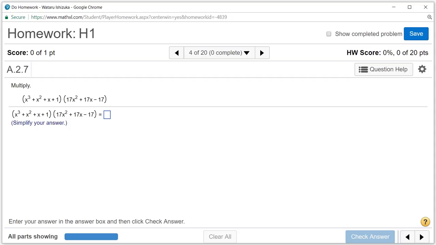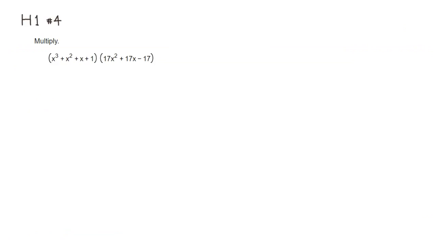Let's look at homework 1, problem number 4. Let's carry out this multiplication. What we need to do is keep on distributing. I'm going to start with x cubed, and I'm going to distribute x cubed to all three terms in the second set of parentheses.